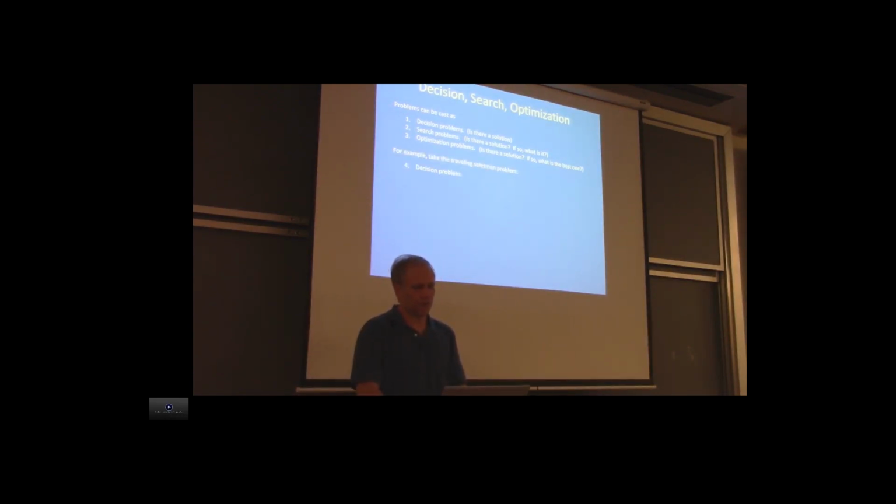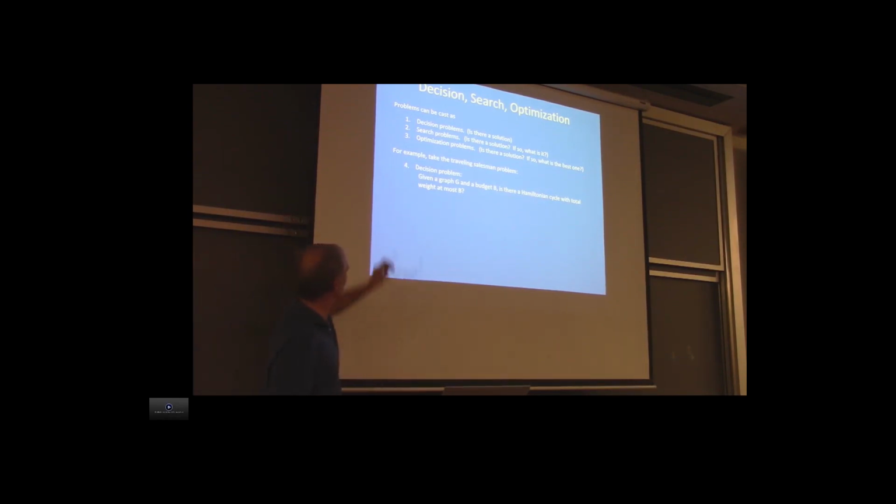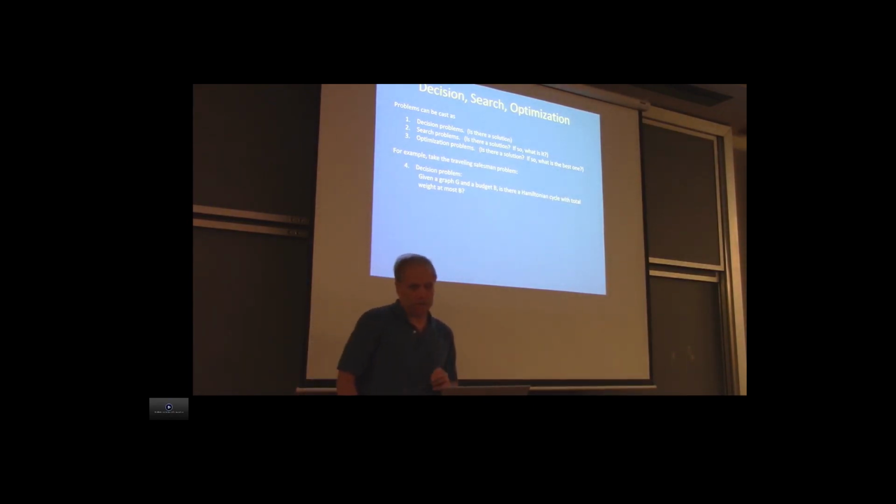Okay, so take the traveling salesman problem. The decision version might be, well, no, I guess in this light, the word there makes more sense. The decision version might be, here's a graph and a budget. Is there a Hamiltonian cycle with total weight at most b? You're not asking for the solution. You're just asking, is there one? Can this problem be solved? Perhaps that might be easier than actually finding a solution, just saying if there is one or not. Seems like that would be easier.